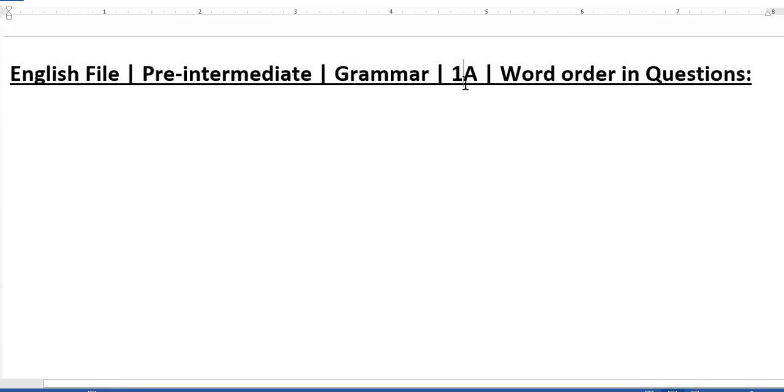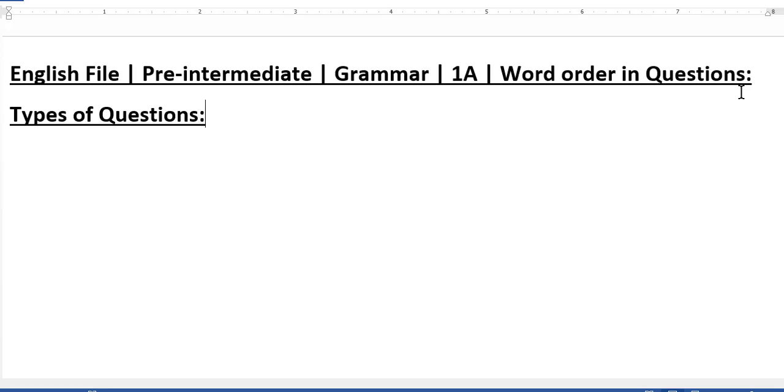So each unit has 3 parts. So this is part A. Today we are studying about questions, the word order in questions. First of all, you have to know the types of questions. What types of questions?